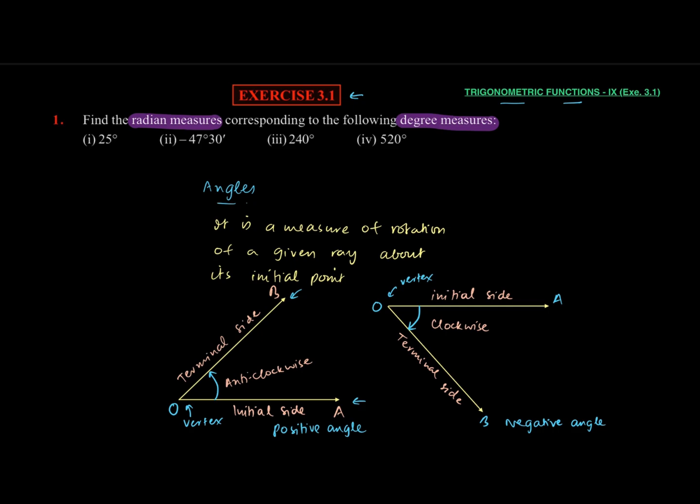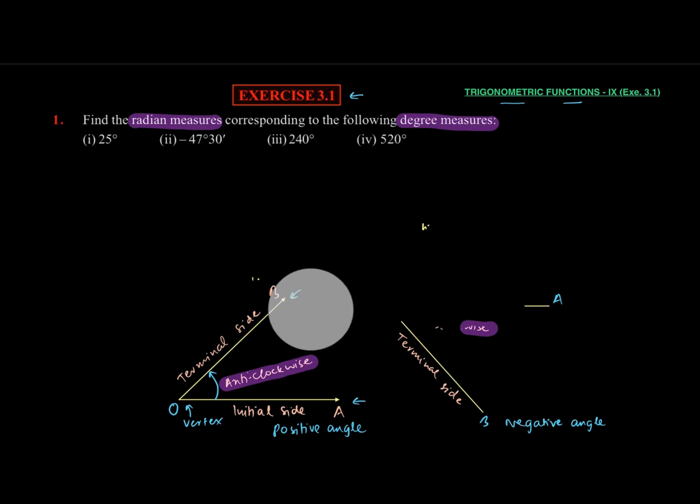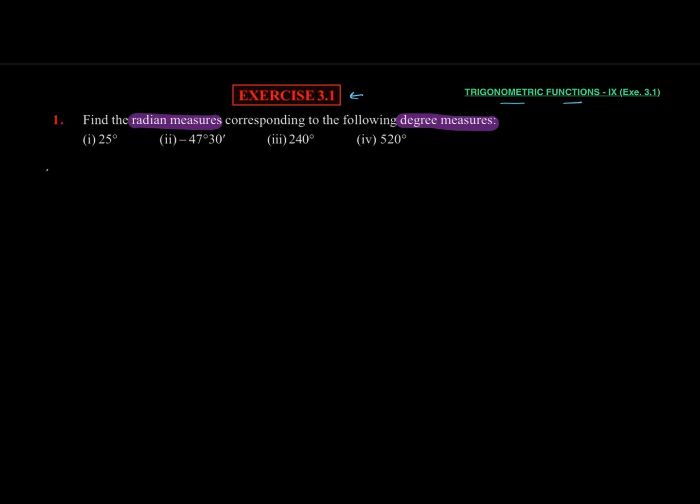So remember that if the rotation is taking place in the anti-clockwise or counterclockwise manner, the angle formed will be a positive angle. And if the rotation is taking place in the clockwise manner, the angle formed will be a negative angle. Now what do we mean by radian measure and degree measure?